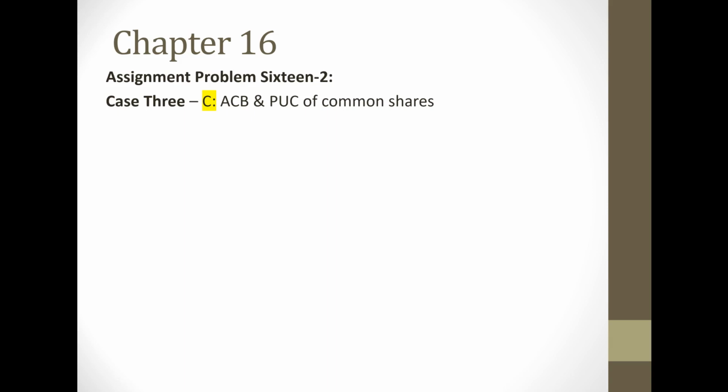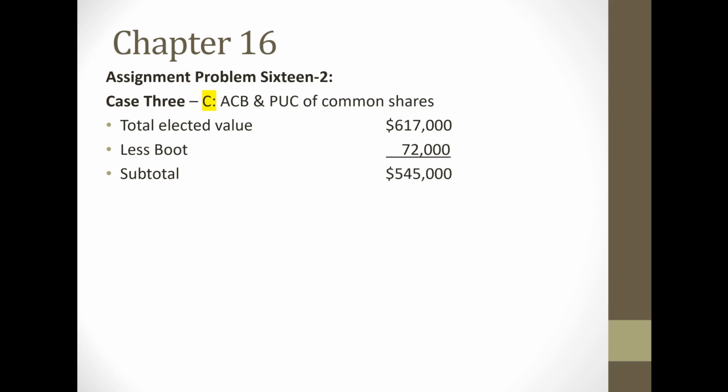The ACB and PUC of the common shares. Once again, the total elected value is the starting point, and from that we assign the boot the value of 72,000. So the residual amount is going to be 545,000, and that's going to be the ACB of the common shares. Now, what about the PUC?